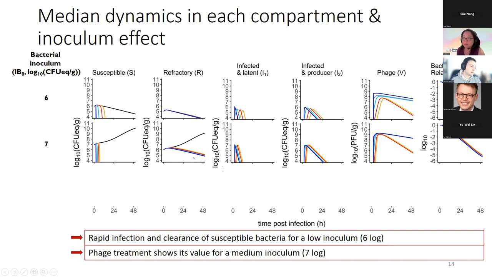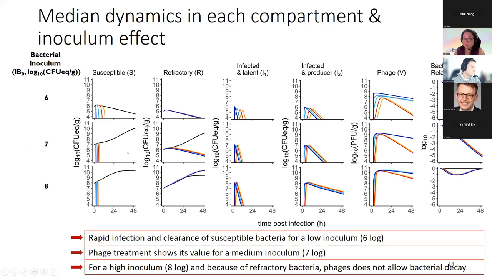Then if we go to a median inoculum, here we have a real difference between the phage-treated mice, in colored lines, and the untreated mice. Even if the phage can help to lyse the susceptible bacteria, for the refractory bacteria the immunity cannot handle them. And in the case of untreated mice, the immune system is overwhelmed by the bacteria. In the case of high inoculum, again, even if the phage can meet and lyse the susceptible bacteria, the immune system cannot handle the refractory bacteria. So in the case of high inoculum with phage treatment, in this specific model, we cannot get clearance of the bacteria.